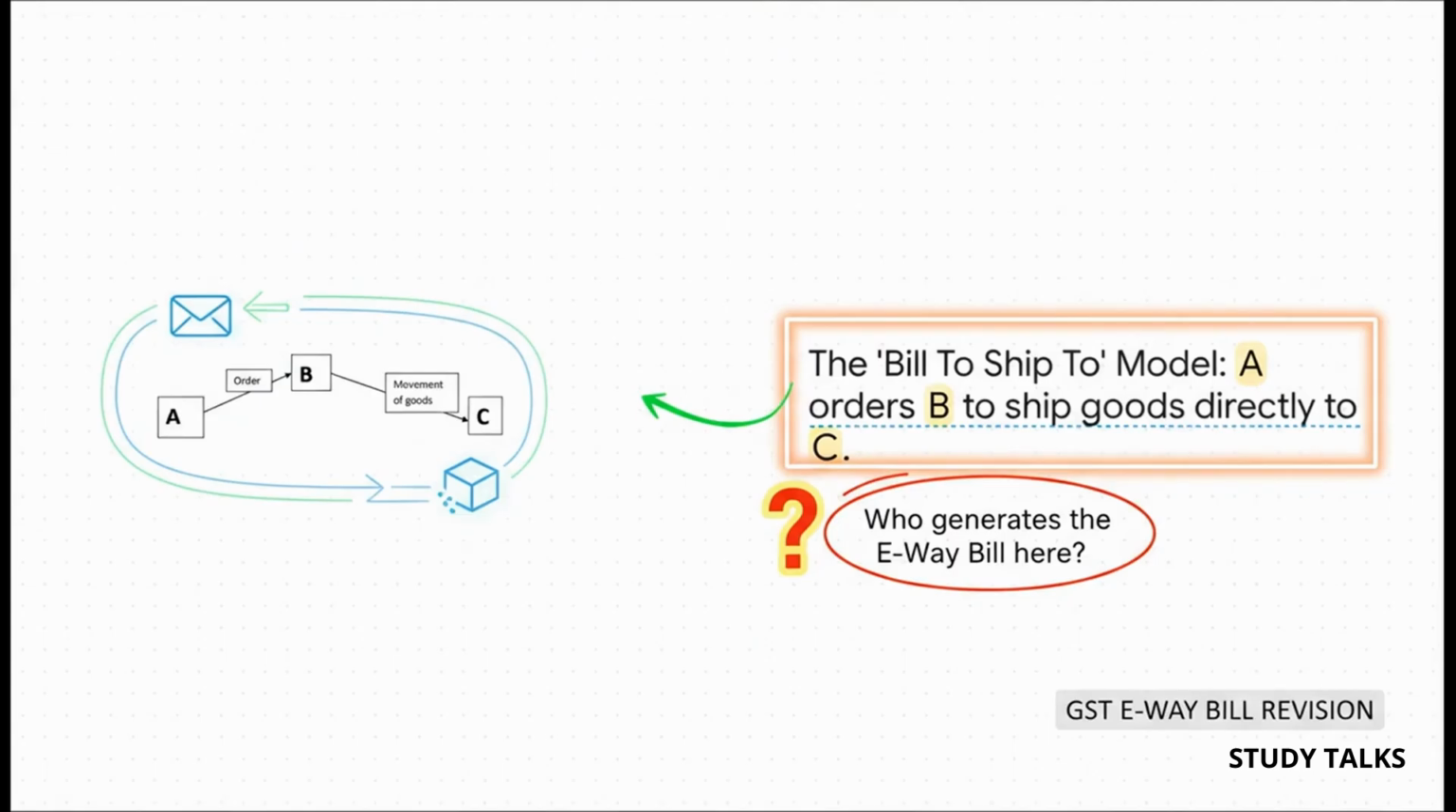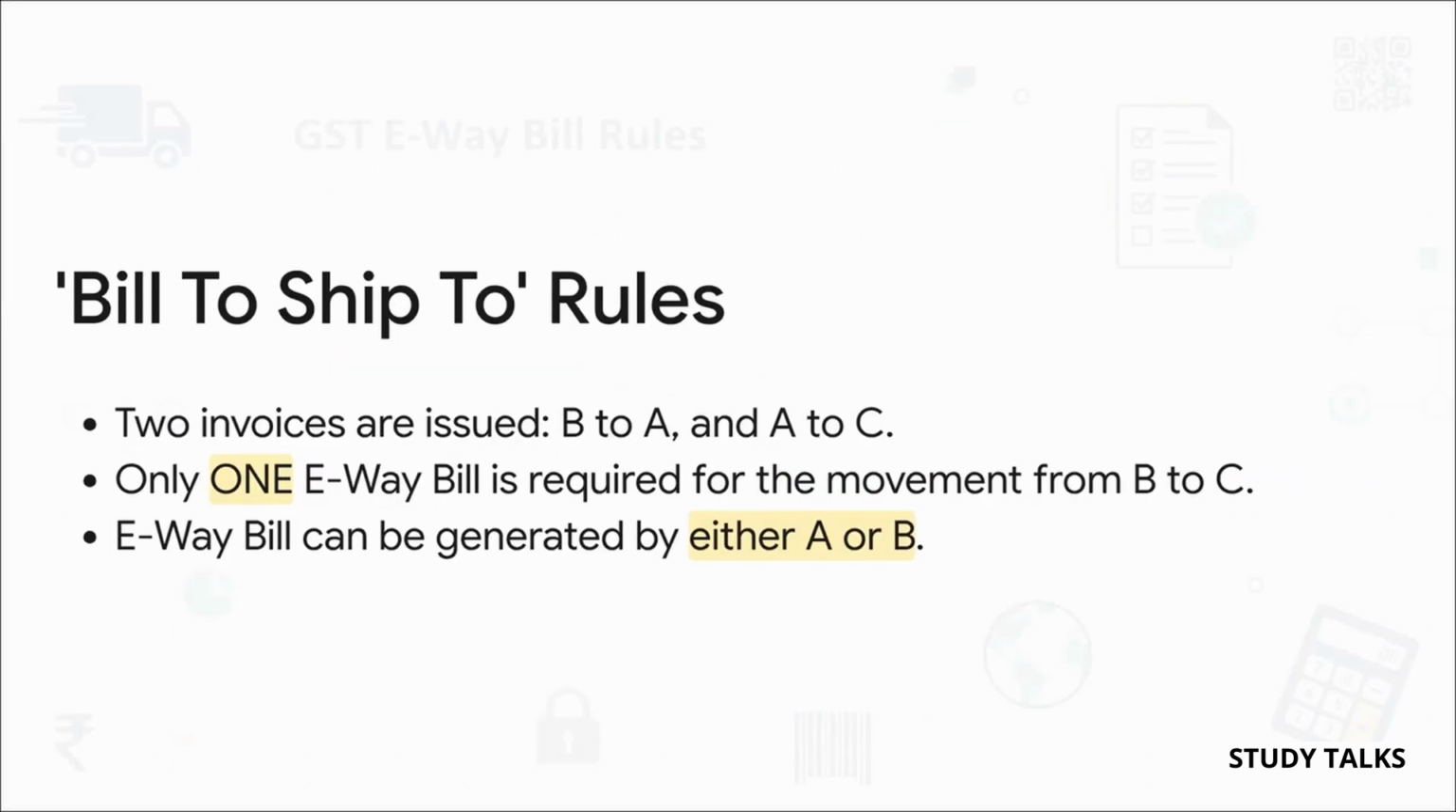All right, let's talk about a situation that pops up all the time in business, the bill to, ship to model. Look at the diagram. You've got A who places an order with B, but A tells B, hey, don't ship it to me, ship it directly to my customer, C. So who's on the hook for the e-way bill here? The rule is actually super simple. Think about it. Even though there are two transactions, B bills A and A bills C, there's only one physical journey for the goods, right? From B straight to C. And the rule is one journey, one e-way bill, so you only need one. And here's the important part for your exam. Either A or B can be the one to generate it.